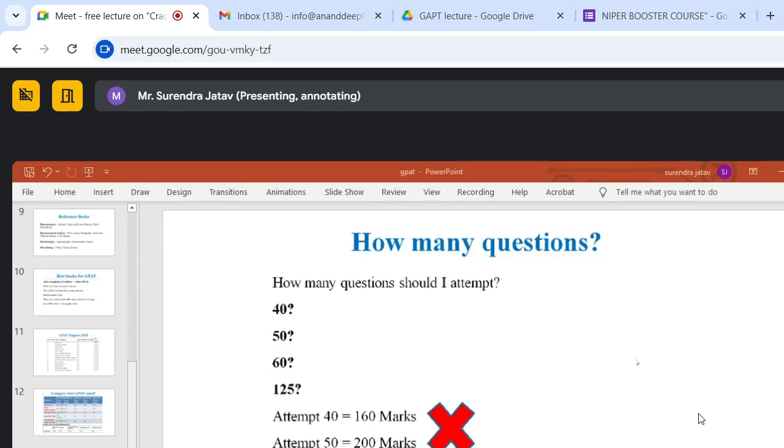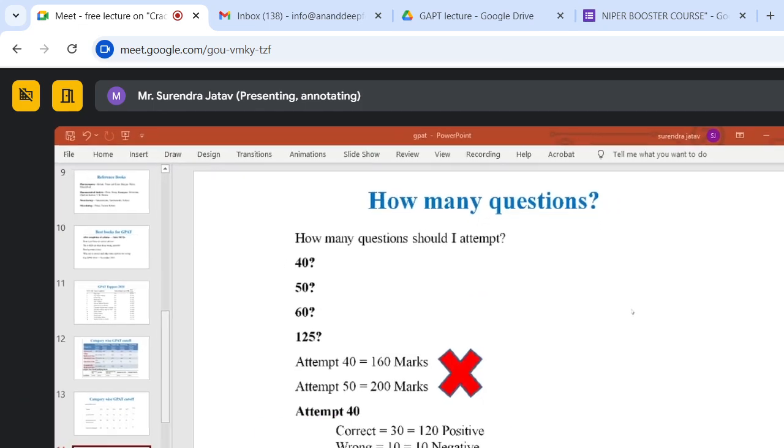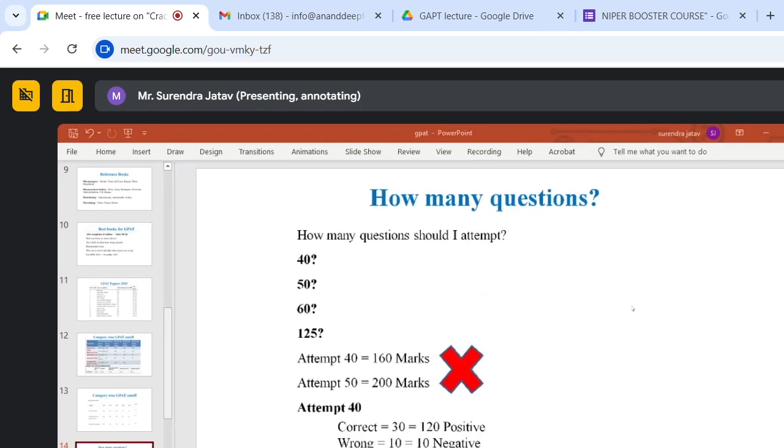So that is the important fact. If you are able to answer only 50 questions correctly, then those 50 questions must be correct. Are you getting it? 50 questions must be correct.